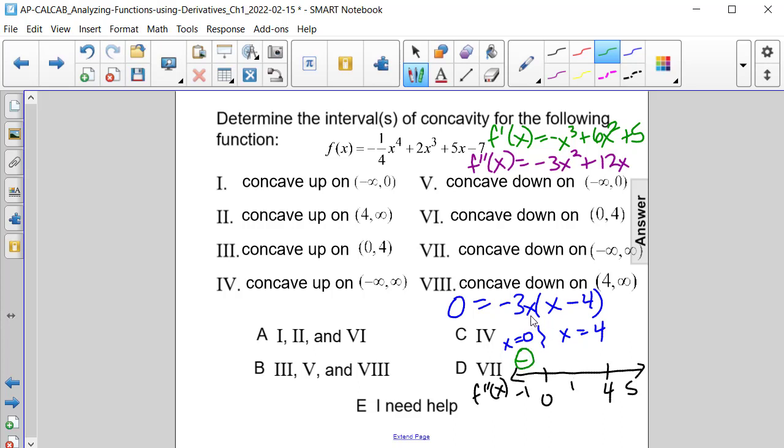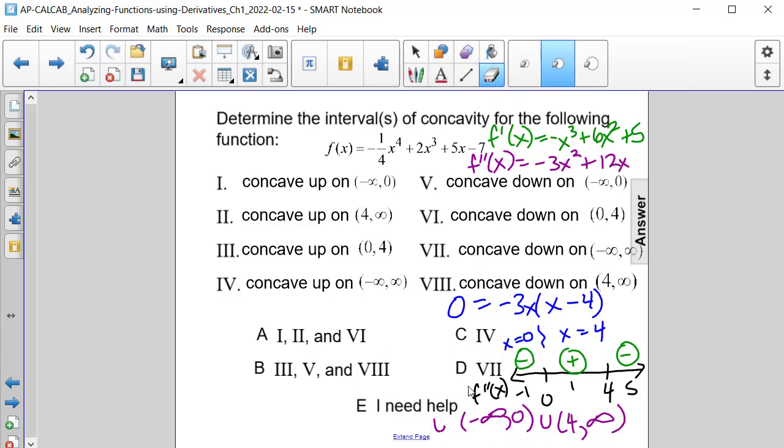Next, if we substitute 1 in here, we would get -3 times -3, which is positive 9. That's a positive. And then if we substitute 5 in there, we'll get -15 times positive 1, which is -15, which is a negative. All right, so therefore, from the interval of negative infinity to 0 in union with 4 to infinity, we are concave down.